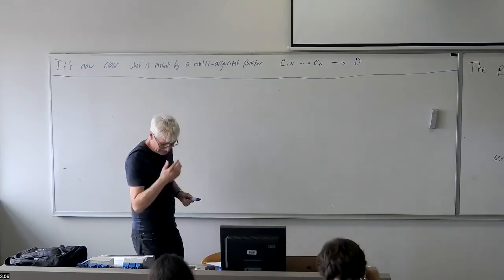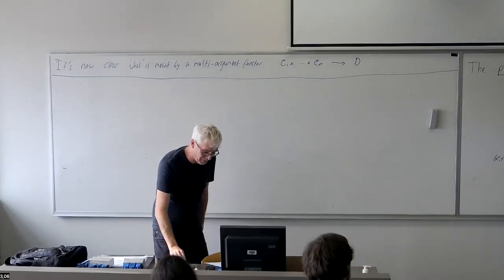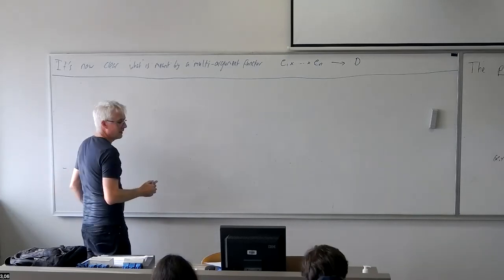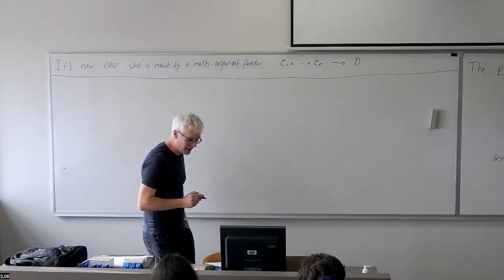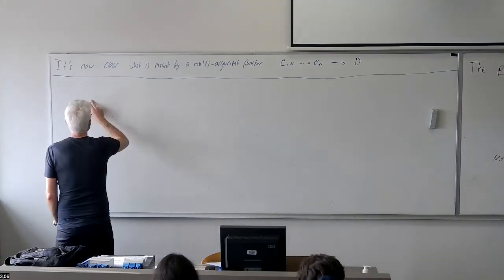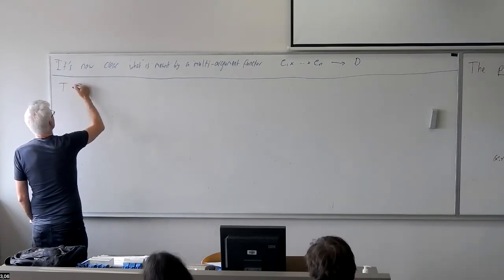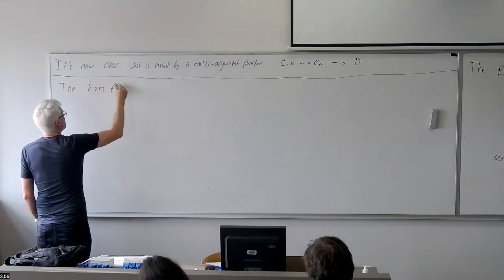Anyway, I want to end with one very good example of a multi-argument functor. Very good because it is a really important functor in category theory. And we almost know it. We know its object action, so we just need to understand its morphism action. And this is called the Hom functor.